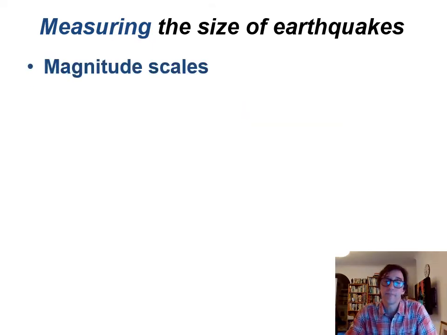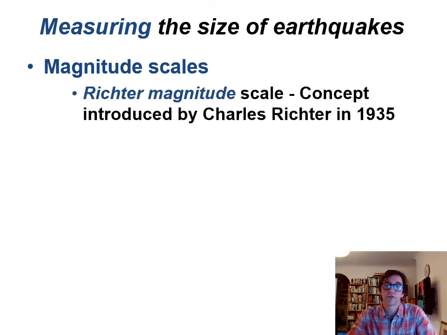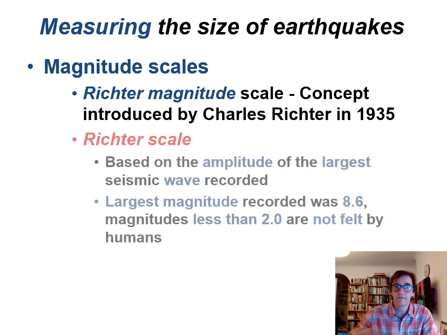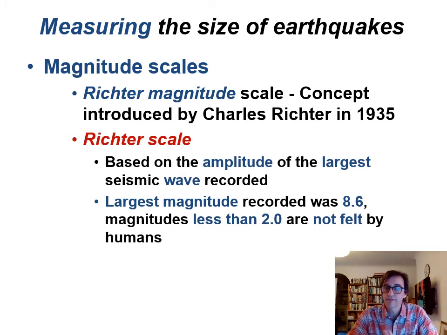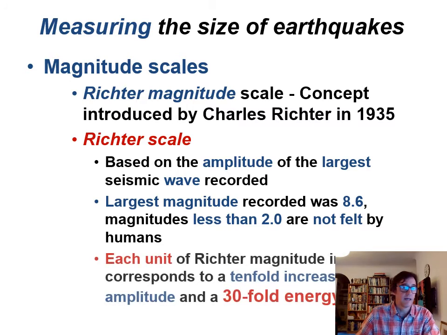Okay, so finally, the magnitude scale. The magnitude scale originally was called the Richter magnitude scale, a concept introduced by Charles Richter way back in 1935. The Richter scale is based on the amplitude of the largest seismic wave recorded. Originally, the largest magnitude recorded on this initial Richter scale was 8.6. Magnitudes less than around 2.0 are generally not felt by humans.